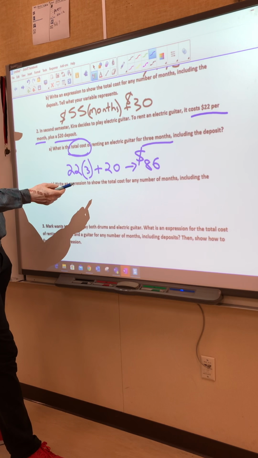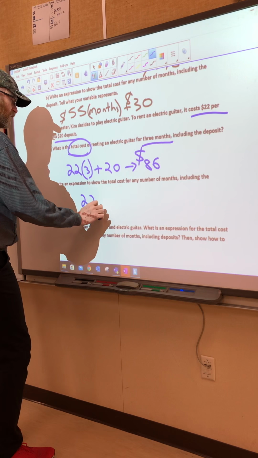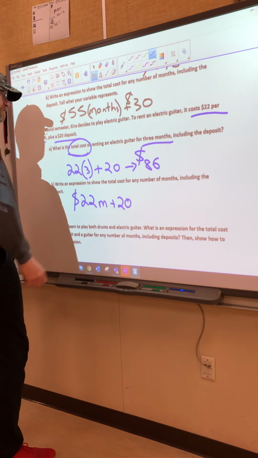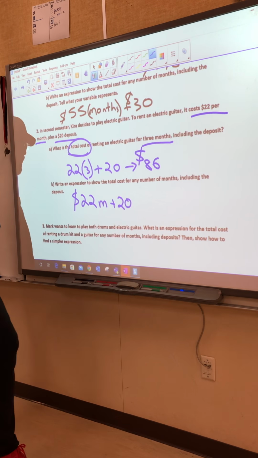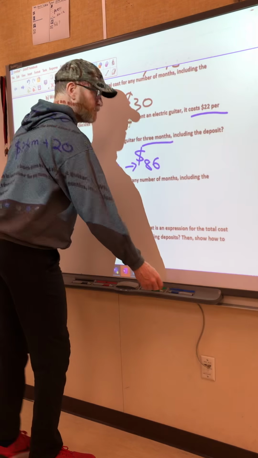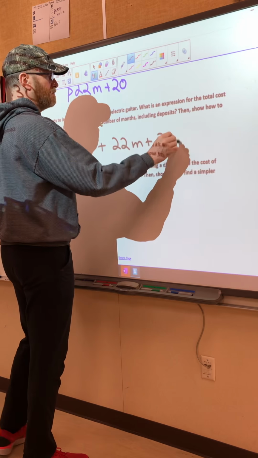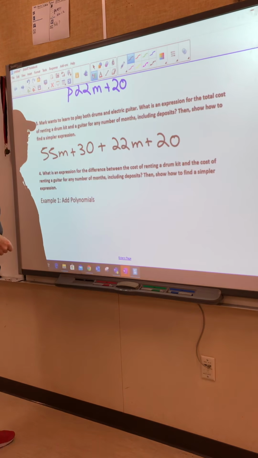Write an expression to show the total cost for any number of months, including the deposit. 22m plus 20. I think that's right. Okay. Mark wants to learn to play both drums and electric guitar. What is an expression for the total cost of renting a drum kit and a guitar for any number of months, including deposits? Then show how to find a simpler expression. Okay, so we've got 55m plus 30 plus 22m plus 20.